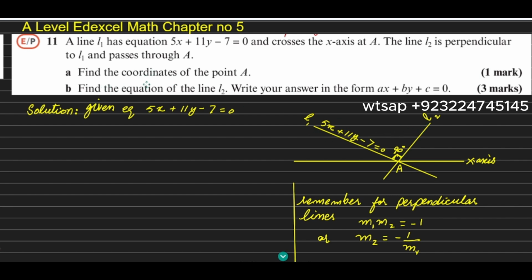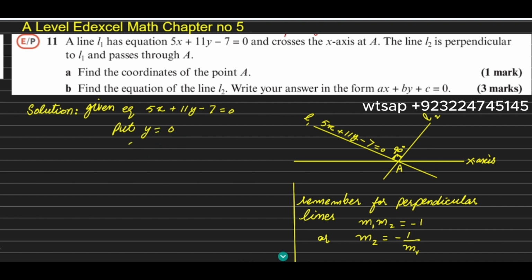First of all, we have to find the coordinate of the point A. So we find the coordinate of the point A. As the point A is on the x-axis, so we put y equal to 0.